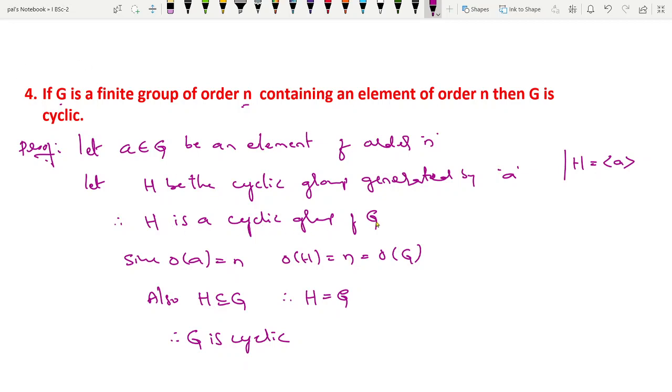So now A generates H, so you take A to the power of 1. So that belongs to H. A power 2 means it is A star A, that belongs to H. According to closure property, if A is an element of G, A star A is also an element of G. So like this, all the elements of H are elements of G. So H is a cyclic group and the elements of H are the elements of G. We consider H as a cyclic subgroup of G. And in the next step you take that order of A is n.